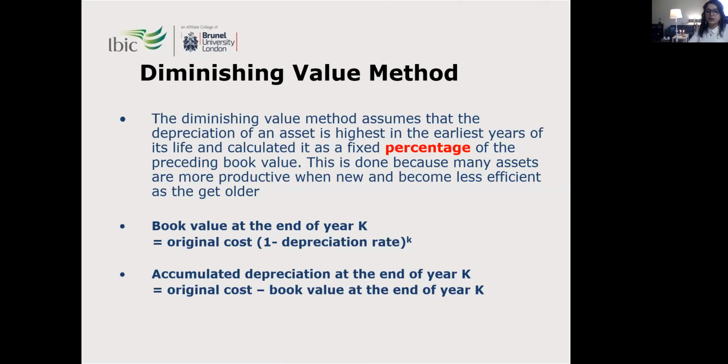For example, if we look at the book value in this particular example, you're going to see that the book value at the end of year K is the original cost multiplied by 1 minus the depreciation rate to the power of K. Also, the accumulated depreciation at the end of year K is the original cost subtracted by the book value at the end of the year.